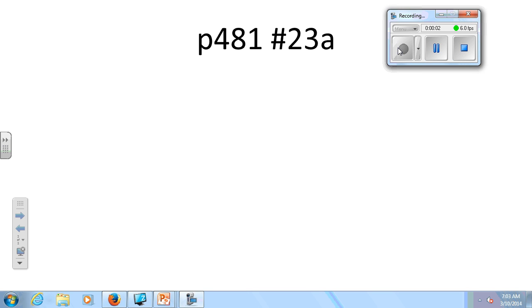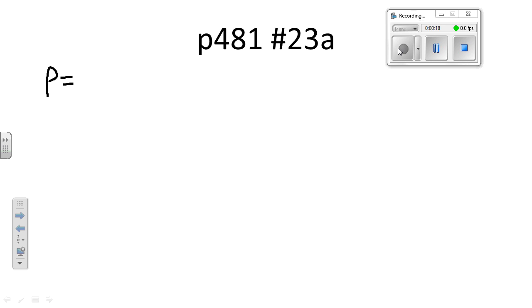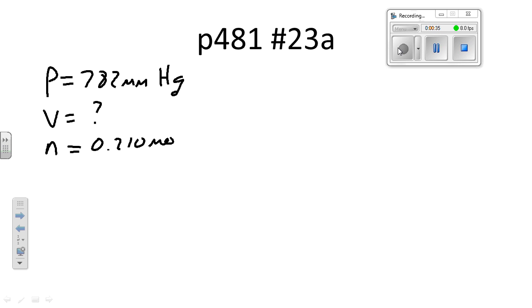Let's do problem 23A on page 481 in the textbook. It says, given each of the following sets of values for an ideal gas, calculate the unknown quantity. And we are given these things. We are given that P equals 782 millimeters of mercury, and that V is unknown, that the number of moles n is 0.210 moles, and that the temperature is 27 degrees Celsius.